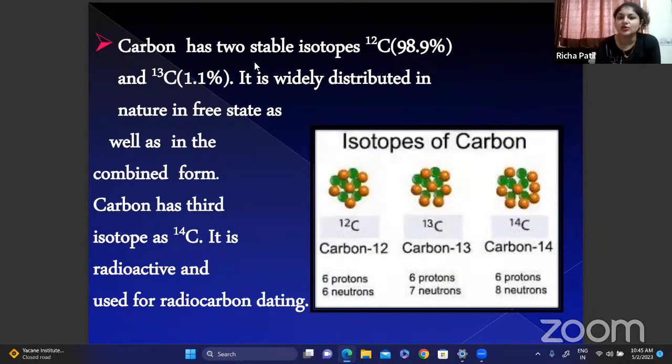So carbon has two stable isotopes, C12 and C13. The percentage of C12 is 98.9%, and C13 is 1.1%. It is widely distributed in nature in the free state as well as in the combined state. Carbon also has a third isotope, C14, which is radioactive and is used for radiocarbon dating.